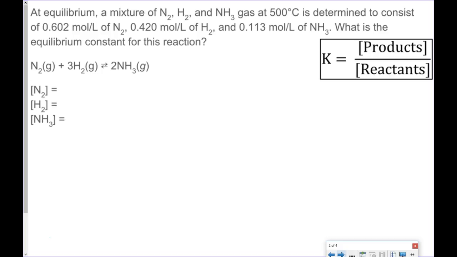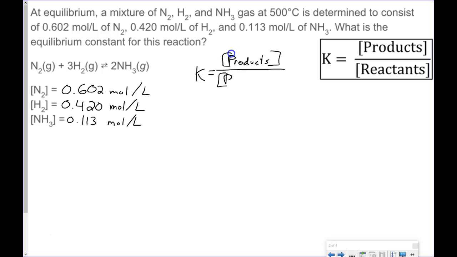All right, at equilibrium, a mixture of nitrogen, hydrogen, and ammonia gas at 500 degrees Celsius is determined to consist of 0.602 moles per liter of nitrogen, 0.420 moles per liter of hydrogen, and 0.113 moles per liter of ammonia. What's the equilibrium constant? So I'm going to fill in these numbers right here. Now I know that K is going to be the products divided by the reactants, so I'm going to substitute.